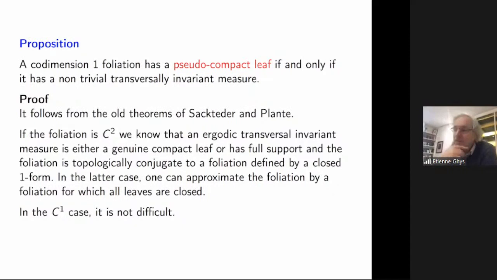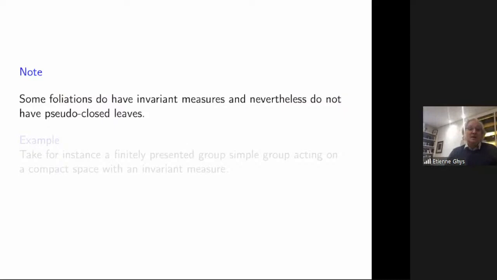You take this closed form, you approximate it by a closed form with rational periods, and the foliation therefore is approximated by another one for which all leaves are closed. So if you put this together, for codimension one foliations, pseudo-compact leaf and existence of a transverse invariant measure are just the same thing. However, if you go to a higher codimension, this is not true.